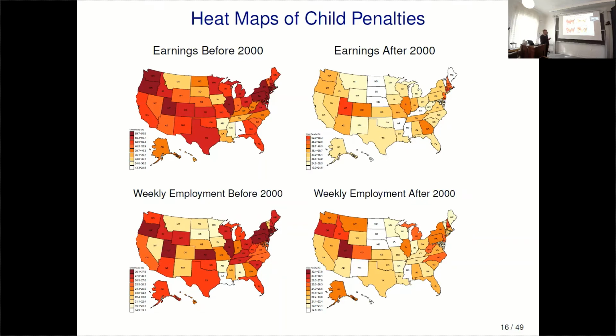If you look at these colors here, child penalties still vary between 13 and 40% in earnings, and also really large variation for employment, but it's just much smaller compared to what we had before 2000, where the child penalties are between 50 and 90%. So there's a ton of variation within the US across states, and a ton of time variation as well. And so the key question is what's driving this variation.